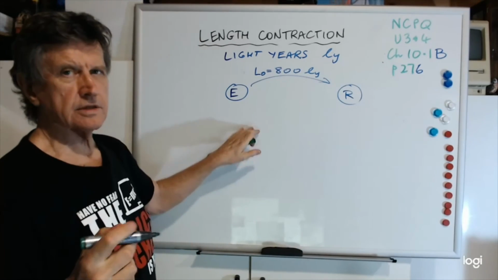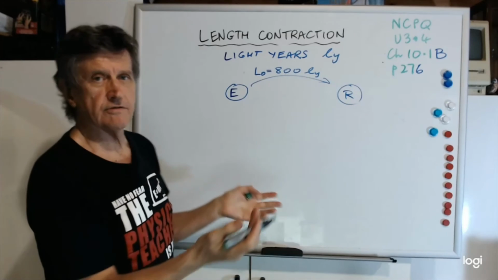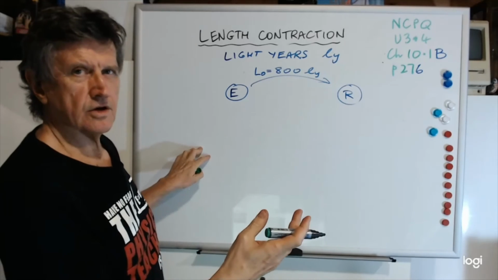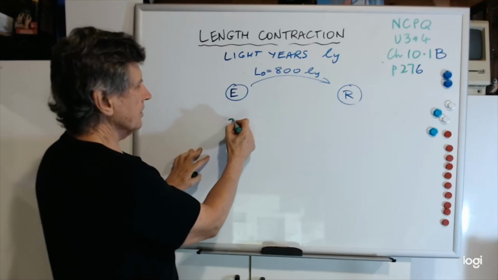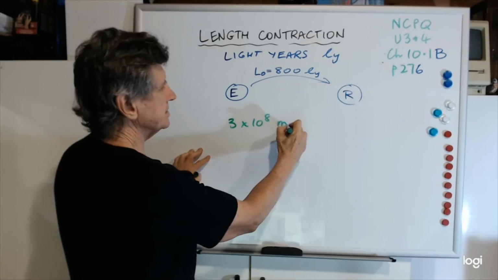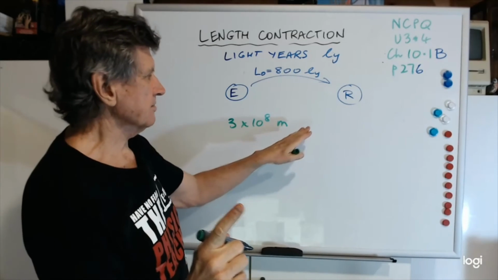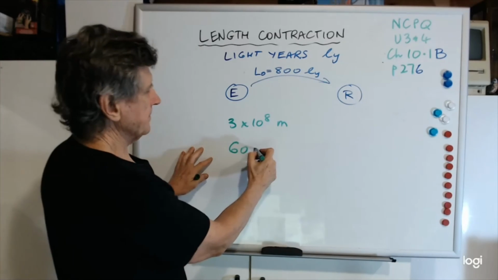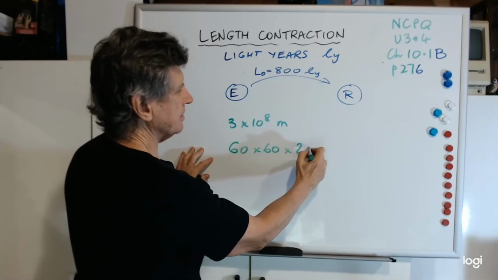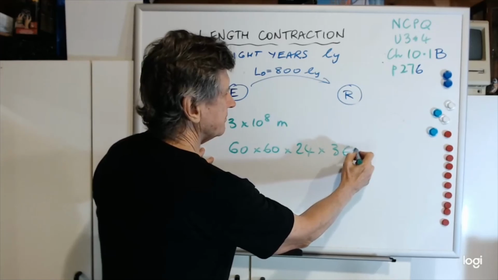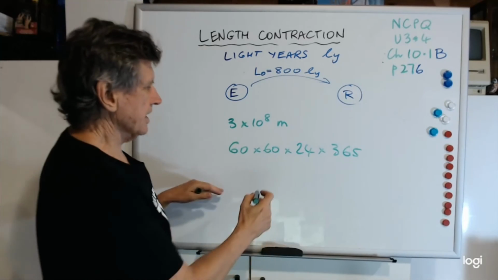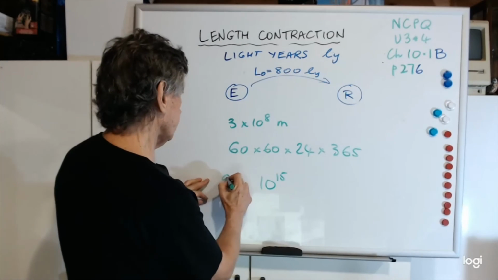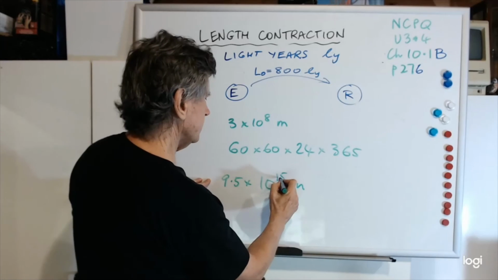I'll just do it once, just in case you're ever wondering how to convert it to meters, for instance. So it's basically the distance light travels in a year. So you know it travels at 3 by 10 to the 8 meters in 1 second. Well, all you have to do is multiply that by the number of seconds in a year. Well, there's 60 seconds in a minute, times 60 minutes in an hour, times 24 hours in a day, times 365 days in a year. If you multiply that all out, it comes to 9.5 by 10 to the 15 meters.